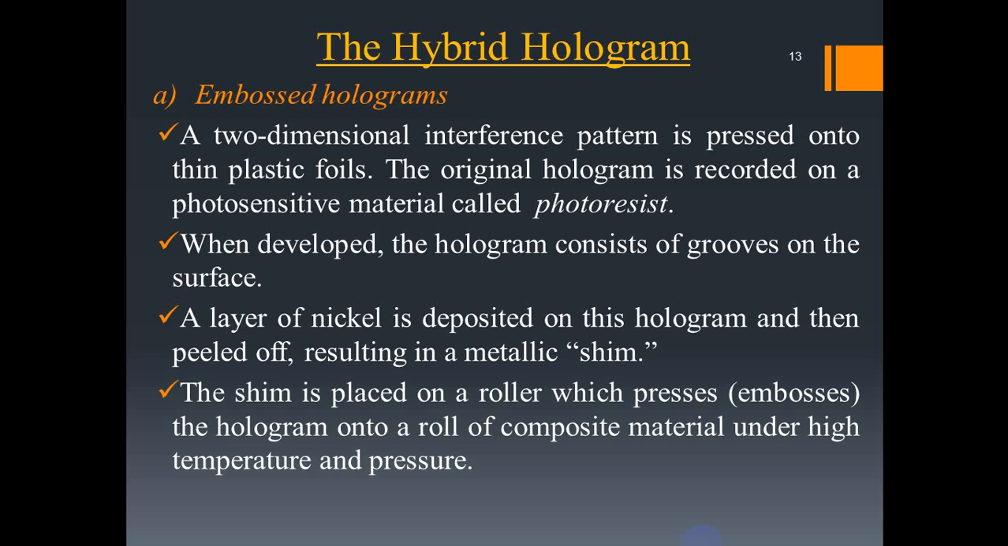To mass produce cheap holograms for security applications such as the eagle on the Visa cards, a two-dimensional interference pattern is pressed onto thin plastic foils. The original hologram is recorded on a photosensitive material called photoresist. The developed hologram consists of grooves on the surface. A layer of nickel is deposited on the hologram and then peeled off, resulting in a metallic shim. More secondary shims can also be produced from the first one. The shim is placed on a roller and under high temperature and pressure the shim embosses the hologram onto a roll of composite material similar to mylar.